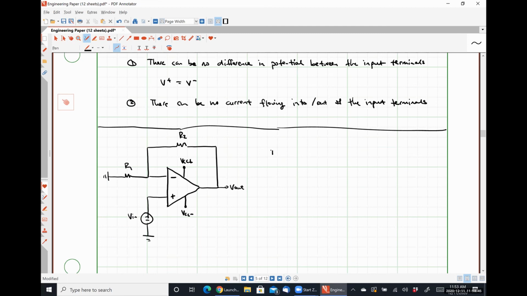Step 1, apply op-amp rule number 1. So what that means is that this voltage, V plus, must equal Vn, then this voltage, V minus, is also equal to Vn. Pretty simple.